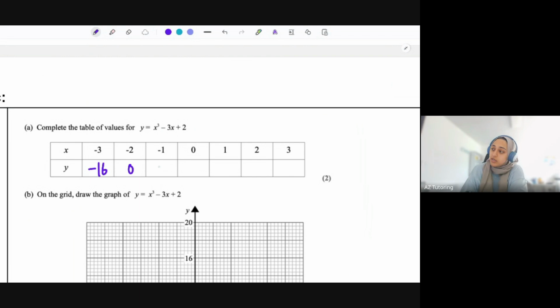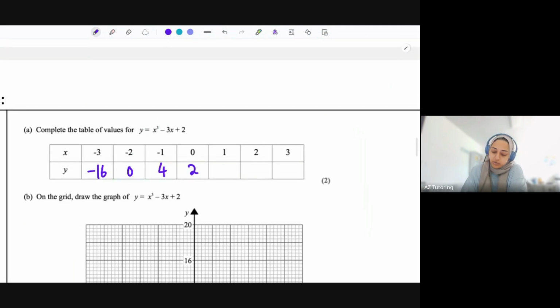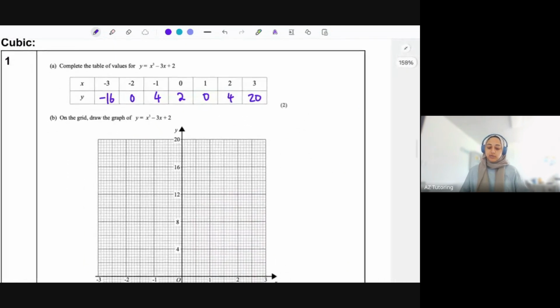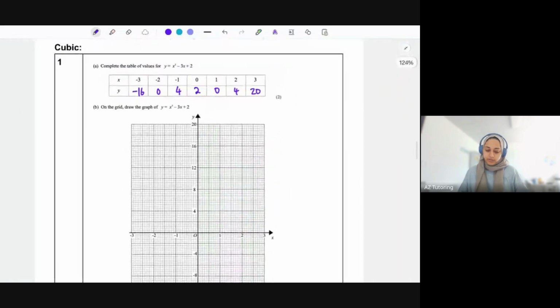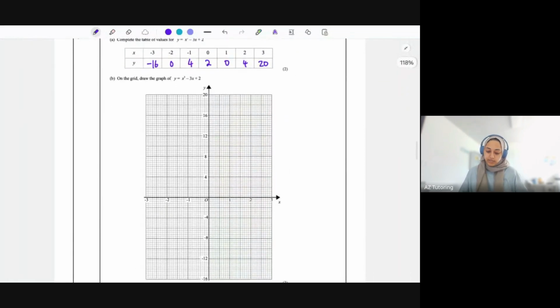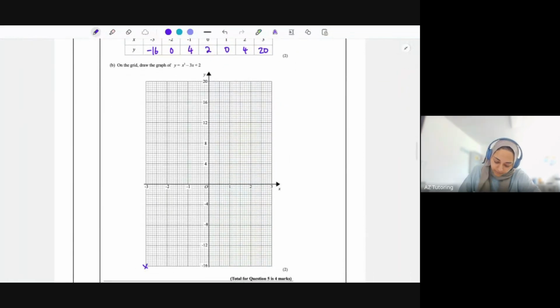Same for these, so you get 0, you get 4 for this one. For 0, well, that's just 0 minus 0 plus 2, so that's just 2. For 1, it is 1 cubed minus 3 times 1, which is minus 3 plus 2, that gives you 0. We've got 2, 4, and 3, 20. So each of them are coordinates, just like all the last examples we've done, and we're just plotting them on. So minus 3, minus 16, right there.